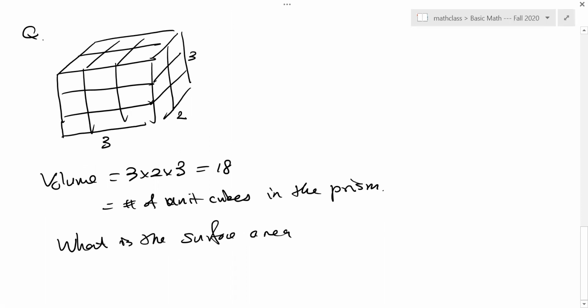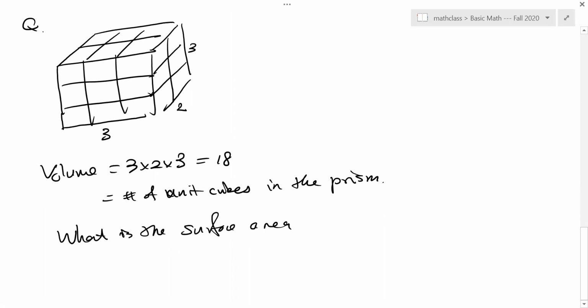What is the surface area of this? Well, you just need to look at how many faces. That's a total of 6 faces, but there are always 3 different pairs of identical faces. So the surface area is going to be, this side is 3 times 3.